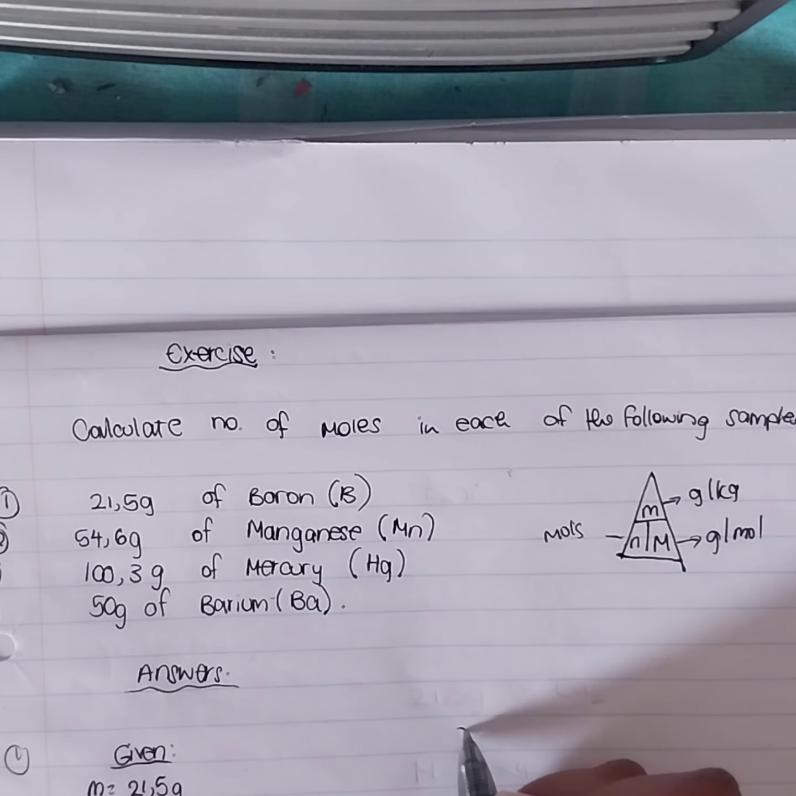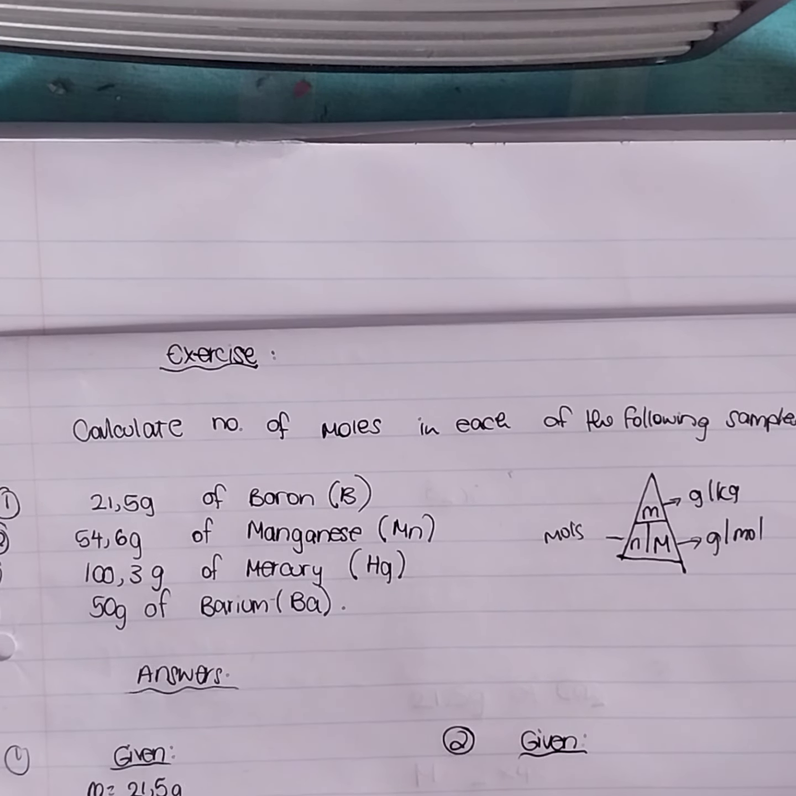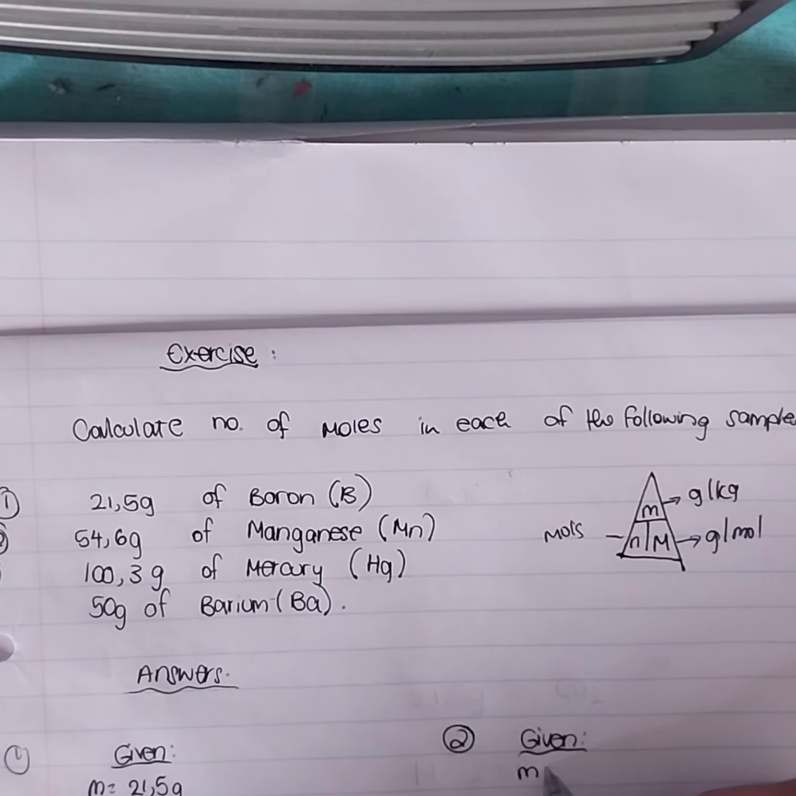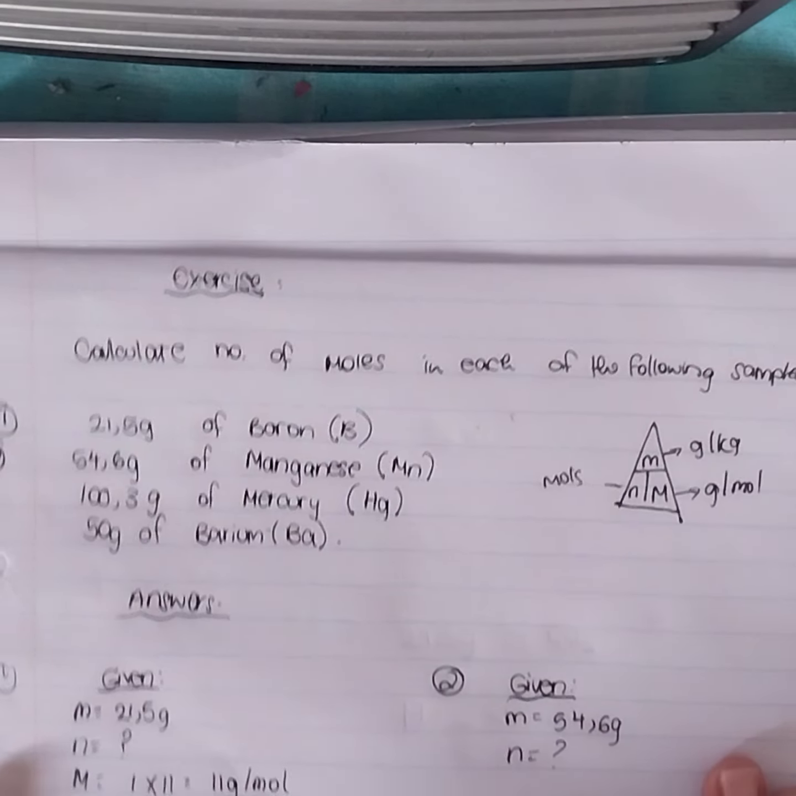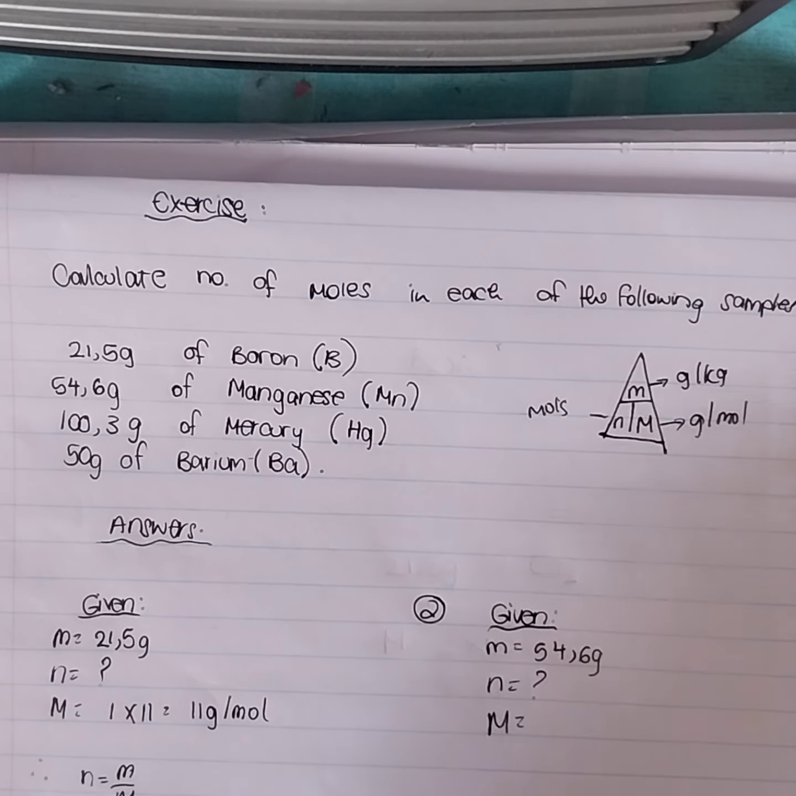Over here, number 2. You're given, always you're given. All right? Calculate number of moles in each of the following samples. 54.6 grams of manganese. All right. So we're given grams. So it's 54.6 grams. Number of moles we are looking for. And your molar mass, that's what we are going to calculate.